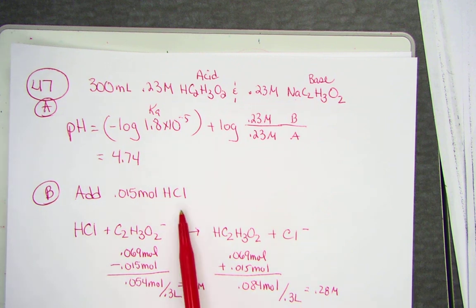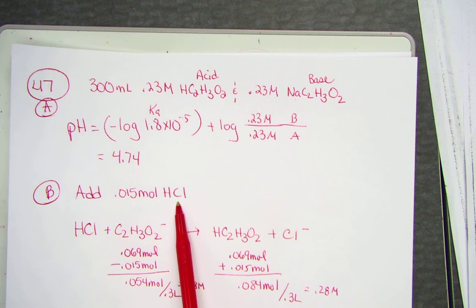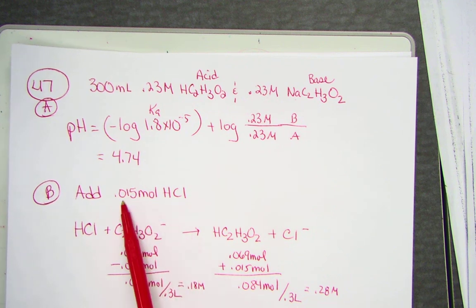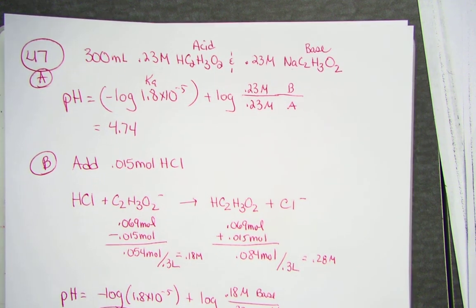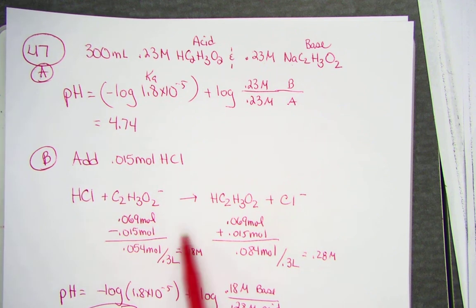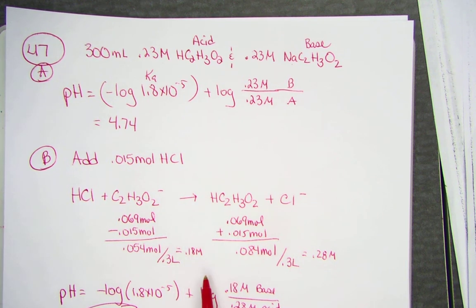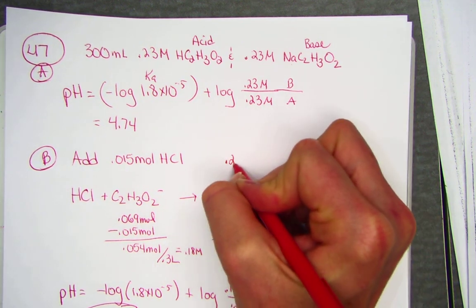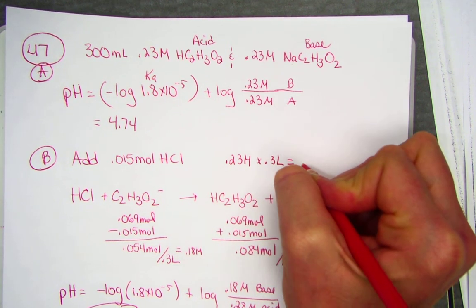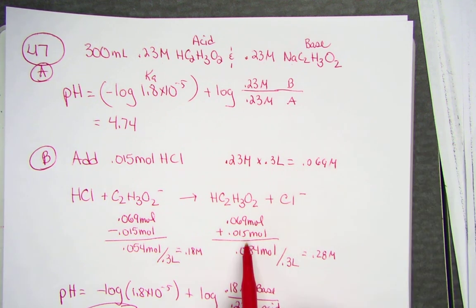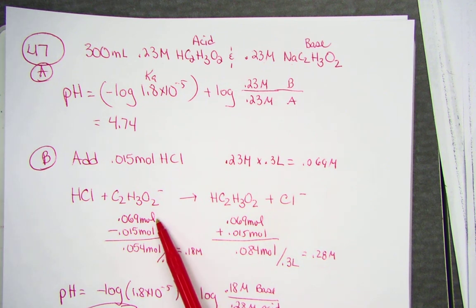Letter B says, suppose we add strong acid to the conjugate pair called a buffer. If we add 0.015 moles of strong acid, think about the chemistry. It's going to consume the base and make more acid. Adding acid uses base but makes more acid. So this 0.069 moles, that's just going back up here and saying 0.23 molar times the volume of 0.3 liters, molarity times liter, and it's the same for both since we had the same volume provided for each conjugate pair, 0.069 moles.